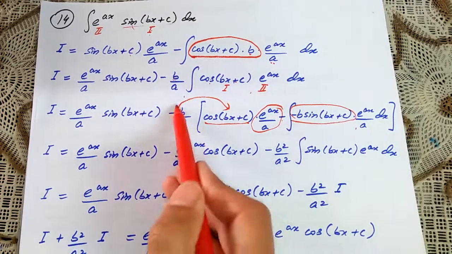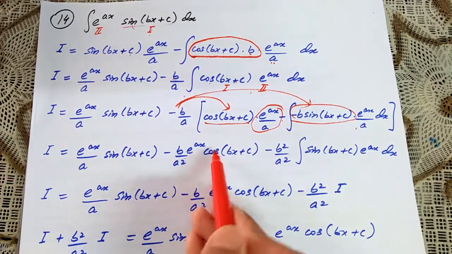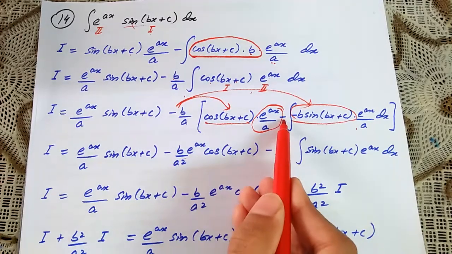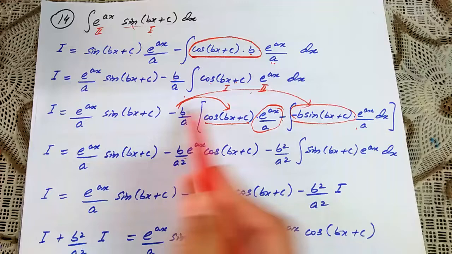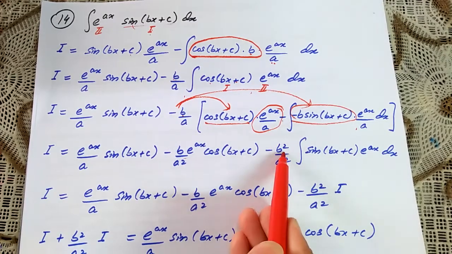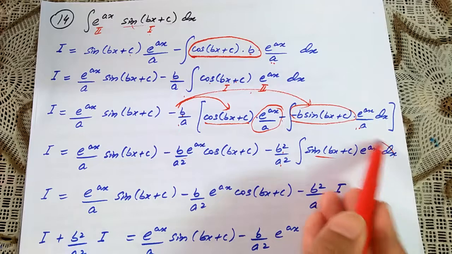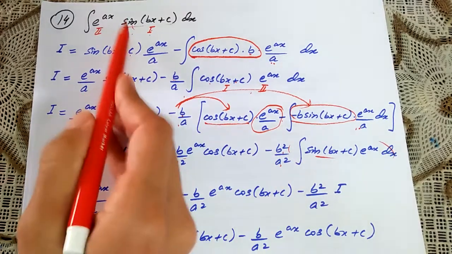Just open this by multiplying it inside. We will have minus b over a square e raised to power ax cos of bx plus c, minus minus will be plus and plus minus will be minus. This b when multiplied with this b will be b square. A multiplied with a will be a square. And the rest of the things will be written as it is. You see, this is the same question now.